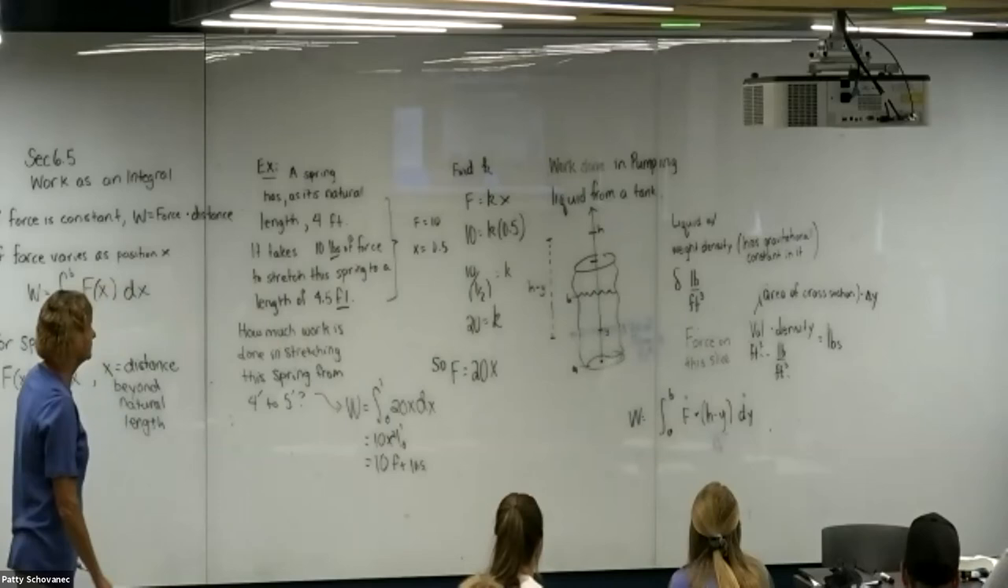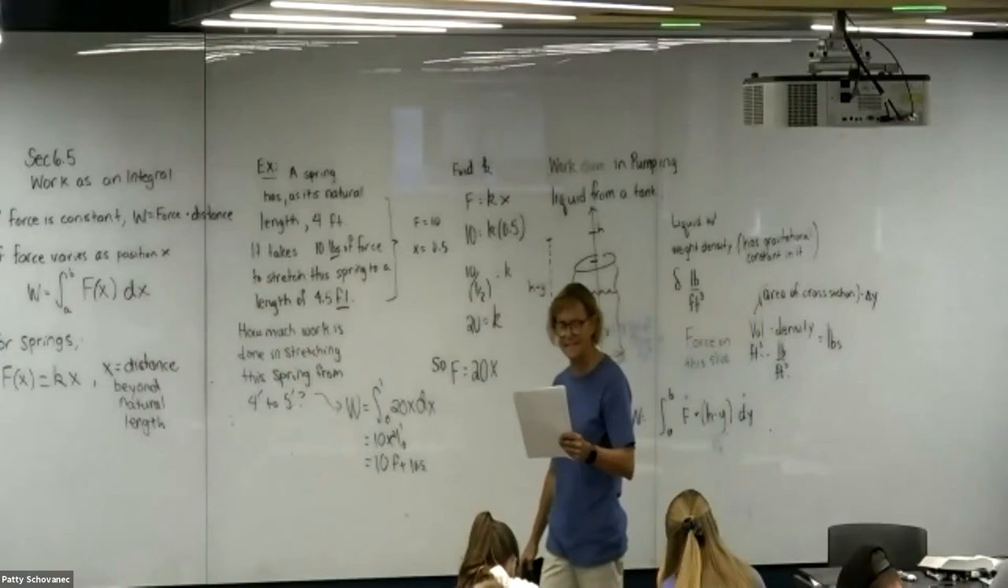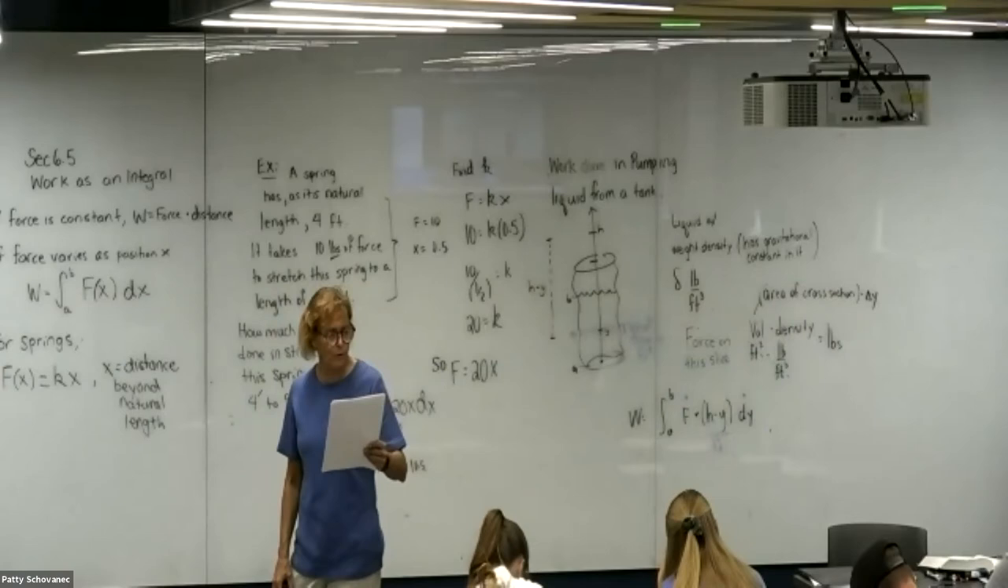And so let's try that. In my first example, I have a cylindrical tank of diameter 4 feet and height of 6 feet. A cylindrical tank means it looks like a can. Draw yourself a big old can, diameter 4 feet, height of 6 feet.